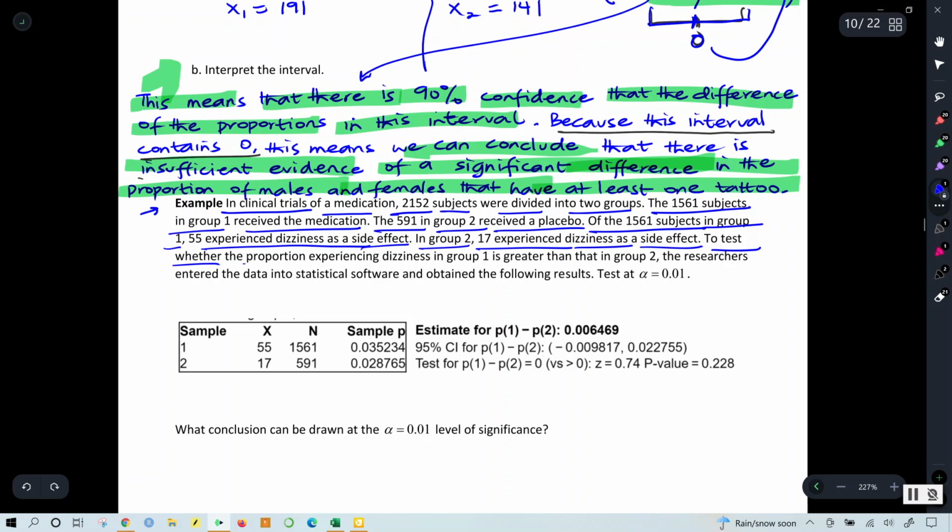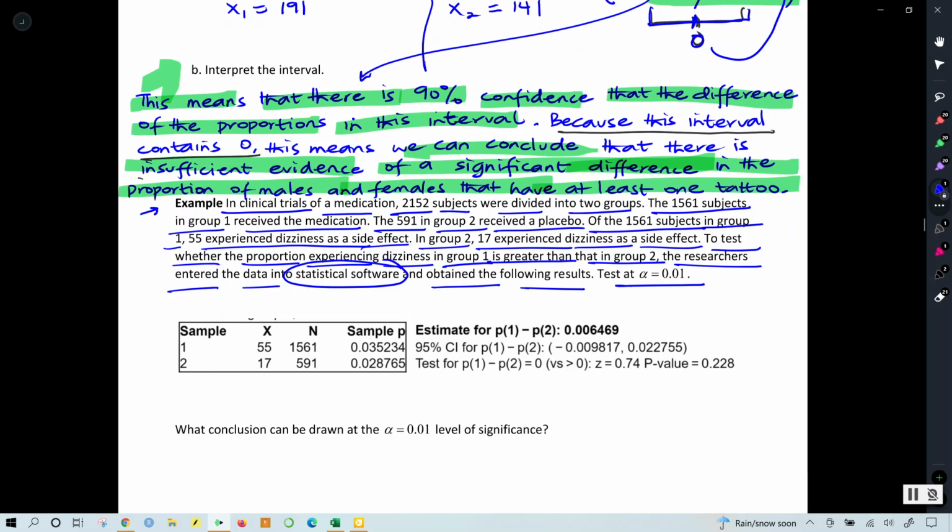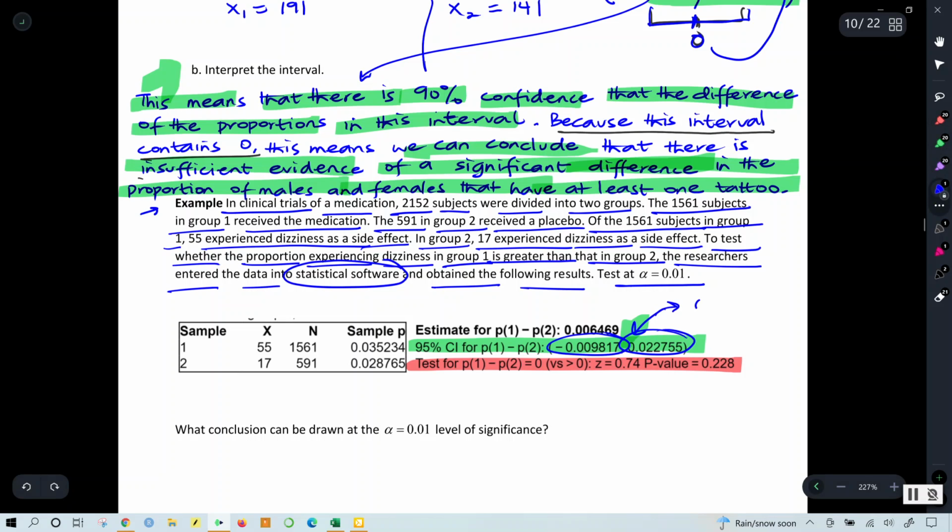To test whether the proportion experiencing dizziness in group 1 is greater than in group 2, the researchers entered the data into statistical software and obtained the following results. We are to test these results at alpha equals 0.1 level of significance. Here are a couple of things to note. The green confidence interval and the other color p-value. If you observe closely, this confidence interval goes from a negative number to a positive number, which means it could be 0. That is, the difference between these two populations could be 0.